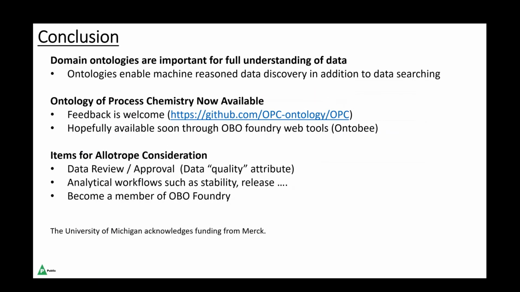So in conclusion, we think domain ontologies are important for full understanding of data, and ontologies enable machine reasoning and data discovery in addition to data search. We presented our ontology of process chemistry and gave the rationale and some examples. Now we have it open, and we have submitted it to OBO Foundry. Hopefully it can be approved soon, and then we can become members of the OBO family.